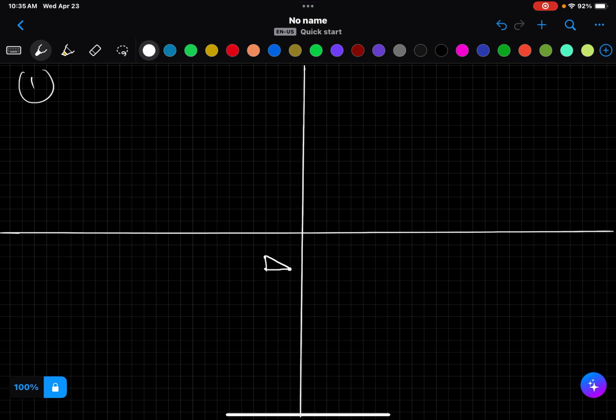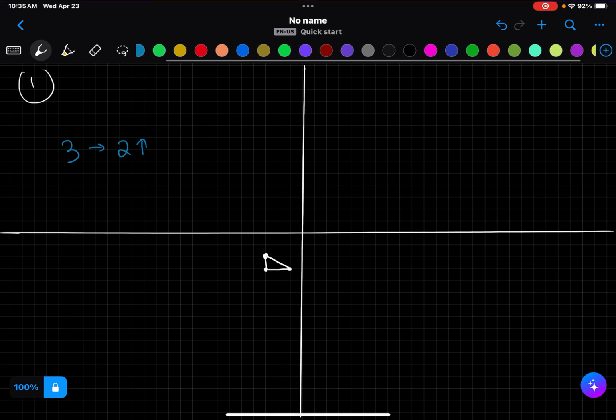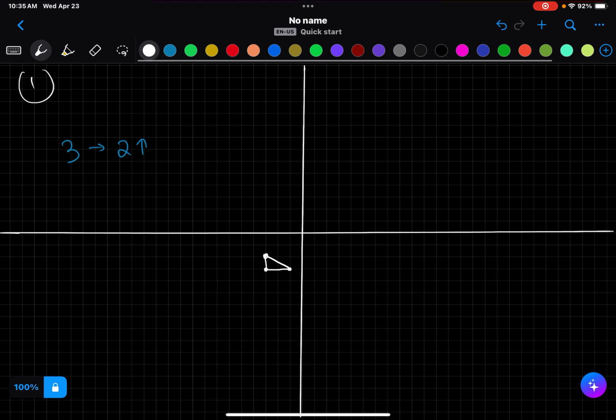Okay, so you've got this triangle here, and you're being told to translate this, aka move it 3 right, 2 up. So we're going to do 3 to the right and 2 up. We're going to do this to every single dot, and there are essentially 3 dots in this triangle. So we're going to move every single dot here, 3 to the right and 2 up. The first one is going to be 3 right, 2 up.